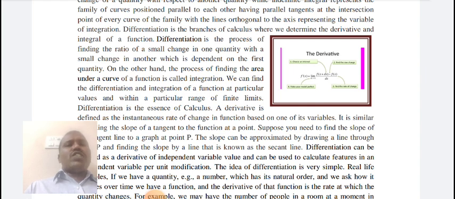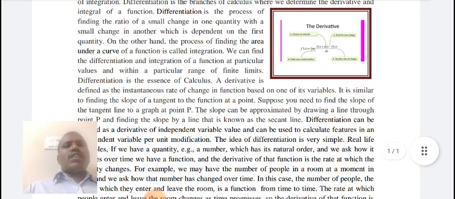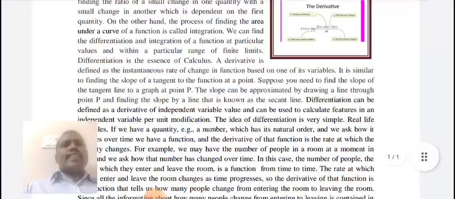Calculus is the branch of mathematics where we determine the derivative and integral of a function. Differentiation is the process of finding the ratio of a small change in one quantity to a small change in another, which depends on the first quantity. On the other hand, the process of finding the area under the curve of a function is called integration. We can find the differentiation and integration of a function at particular values and within a particular range of finite limits.